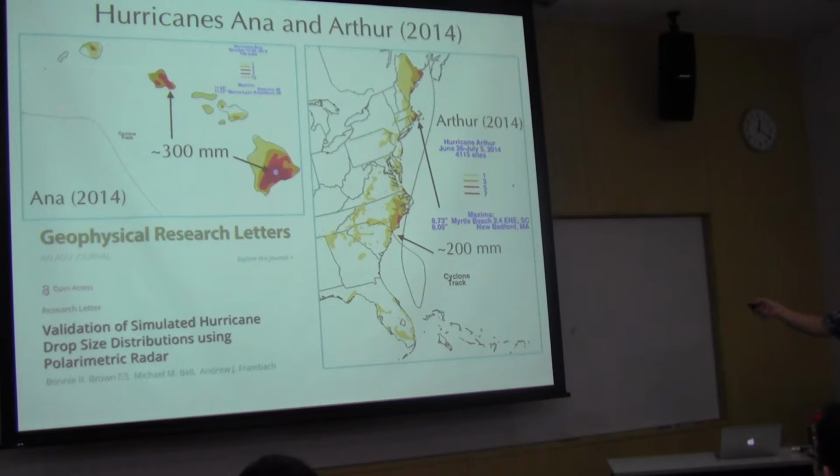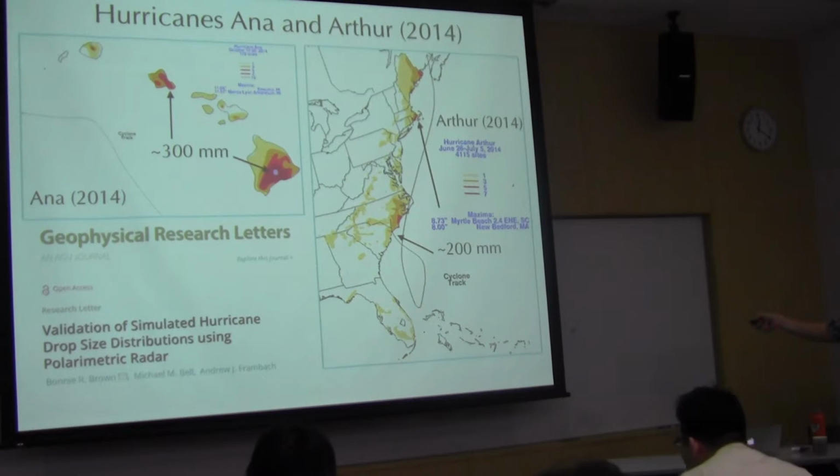But we looked at Hurricane Ana and Arthur. Ana gave about 300 millimeters of rain to Oahu and the Big Island, even though it didn't make landfall; it went to the south of us. Arthur made landfall on North Carolina, but brought about 200 millimeters of rain.